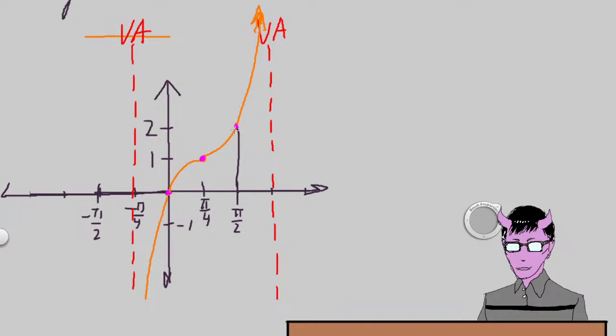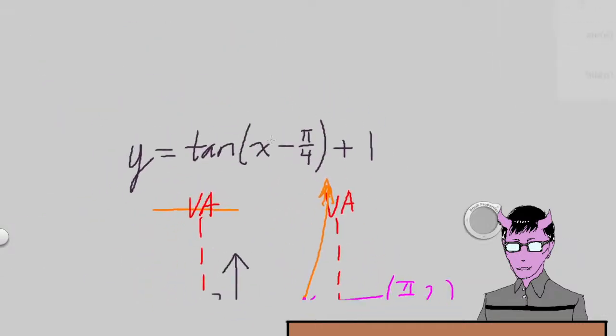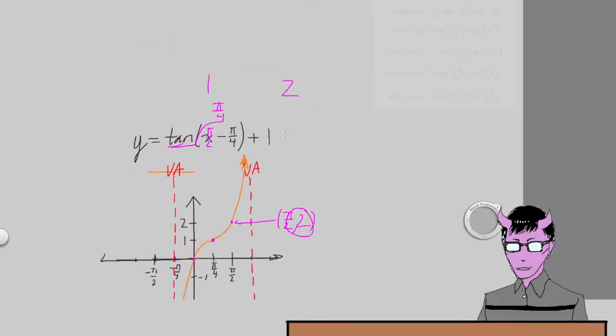So this one right here is pi over 2, +2. So our graphical prediction, according to our hypothesis, if we input pi over 2, we should get an output of 2. So let's check it. So pi over 2 minus pi over 4, that's just going to give us positive pi over 4. Tangent of pi over 4 is 1, and then 1 plus 1 is going to give us 2, which is what we predicted.